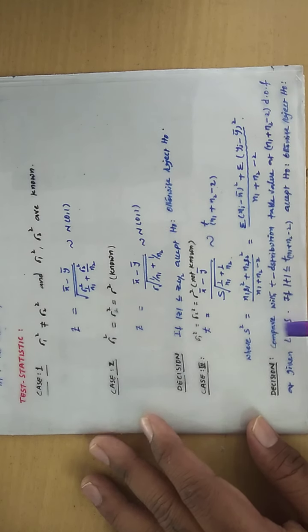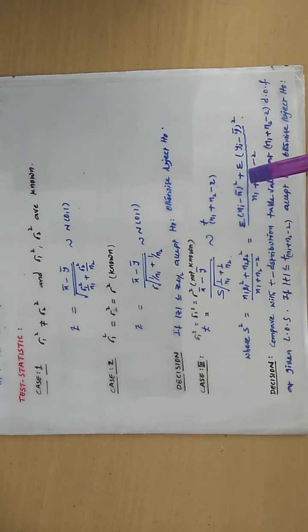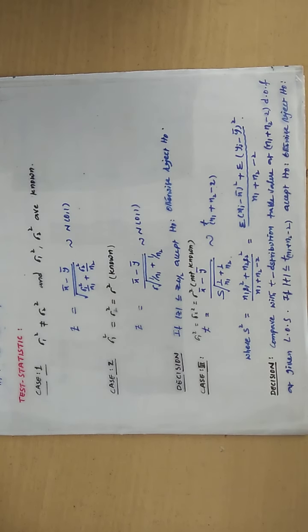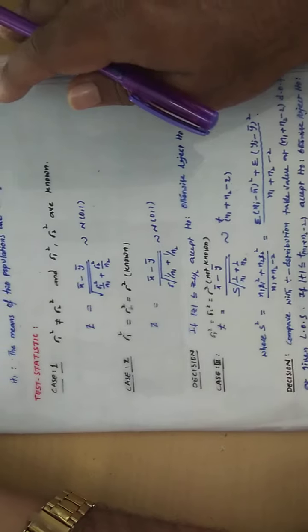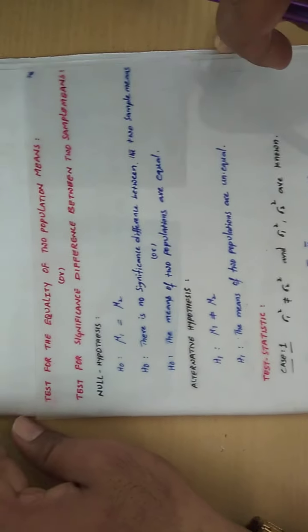So the calculated value is compared with the T distribution table value at how many degrees of freedom? Under a single sample test it is n minus 1, but here it is a comparison test. Hence, n1 plus n2 minus 2 degrees of freedom at the given LOS. If mod T is less than or equal to the table value at n1 plus n2 minus 2, accept H0, otherwise reject H0. So this is the testing procedure for small samples, that is, the test for comparison of the means.